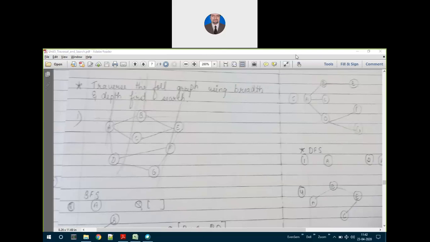Let me try to annotate on this particular graph itself. Over here I will be writing the visited vertices, and at the bottom I will write the Q. Initially I will choose the vertex A. So the vertex A I am starting with. Let me change the color. One second.